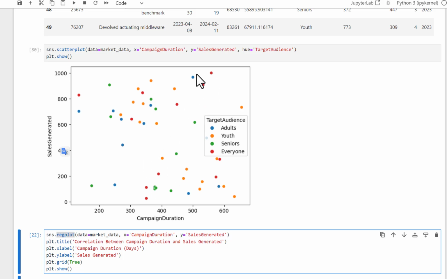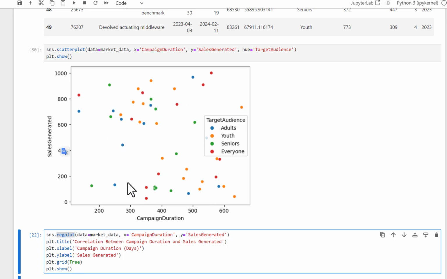So looking at this red, we can see that when the marketing team or the digital marketers started this campaign, they targeted everyone. Not specific, it's not for seniors, but for everyone. And everyone gave us the highest number of sales. And not just that, we could see that there's a correlation between the target audience. There's also a correlation between the campaign duration. So the campaign duration affected the number of sales.